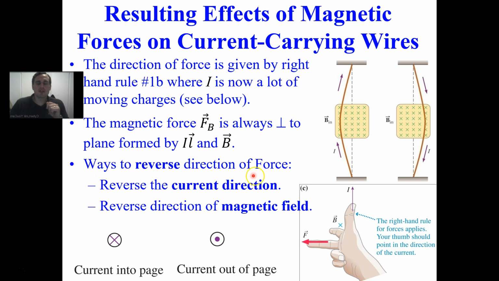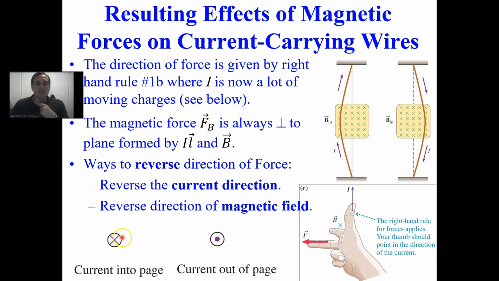So the ways to reverse the direction of the force include reversing the current direction or reversing the direction of the magnetic field, but not both. If you reverse both, the magnetic force would be in the same direction. Remember that the X and the dot mean into the page and out of the page.